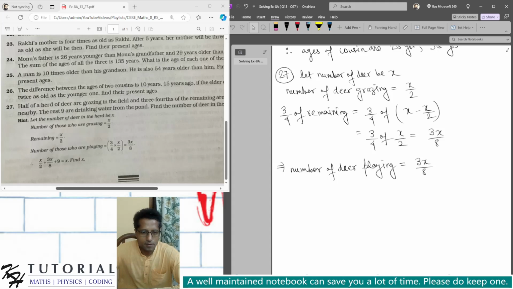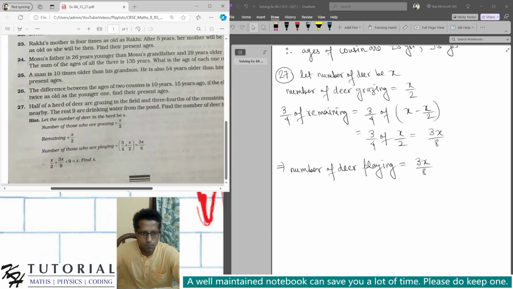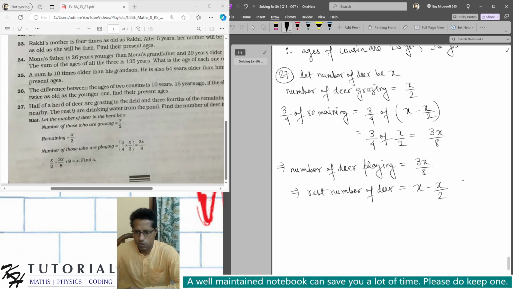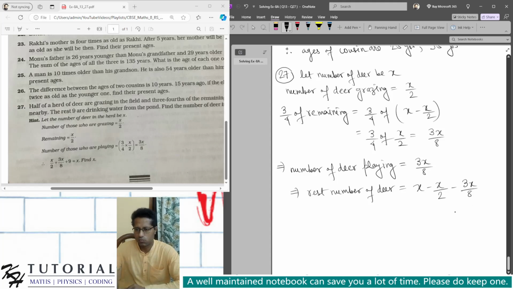The rest 9 are drinking water from the pond. So what is the rest number of deer? The rest number of deer will be equal to the total number of deer, which was x, minus the number of deer grazing, x by 2, and the number of deer playing, 3x by 8. If we subtract x by 2 and 3x by 8 from the total number, we get the remaining, that is the rest number of deer.